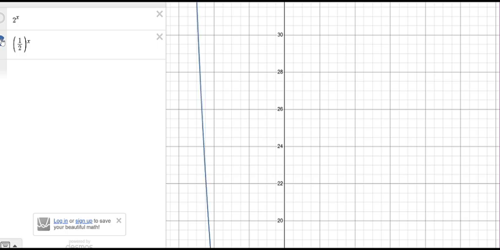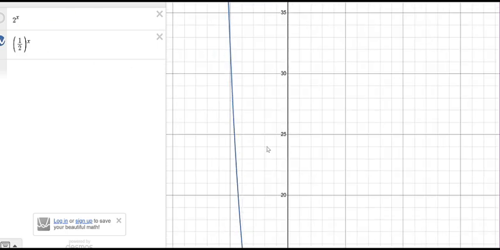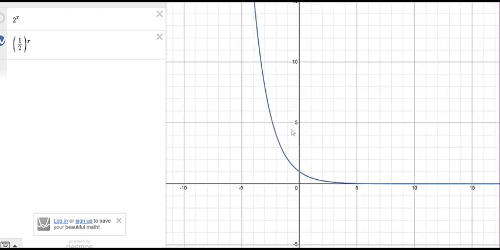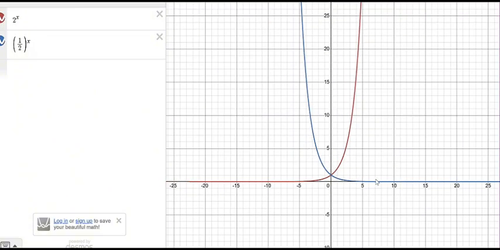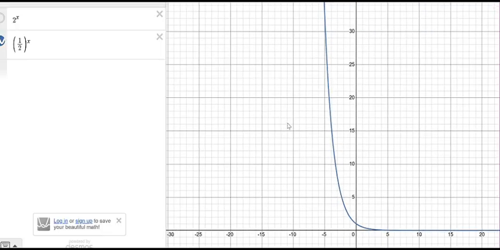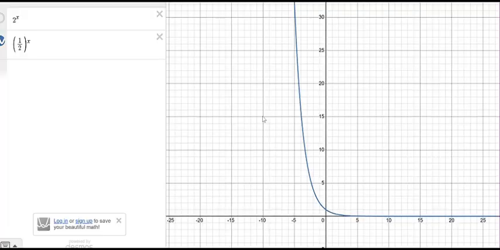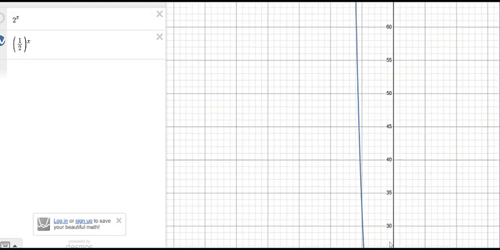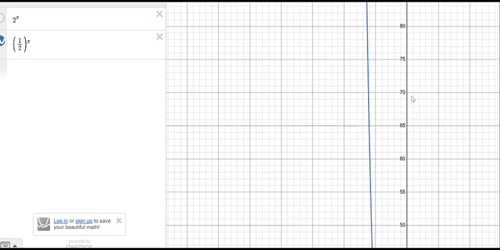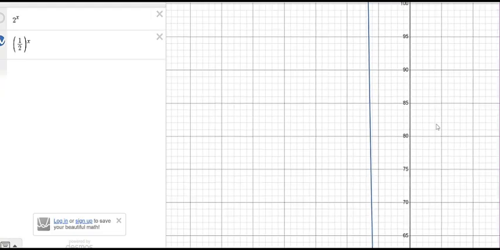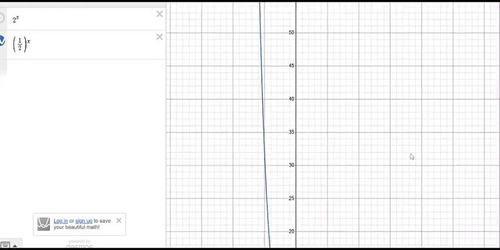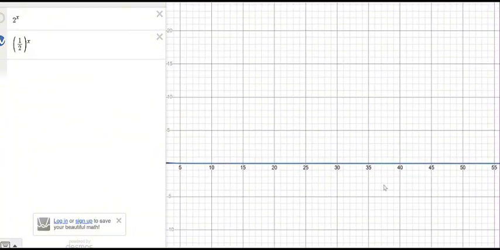Now, how about this one? 1/2 to the power of x, that's the flipped-over version of the graph. You can see that they're reflections of each other. In this case, the blue curve is 1/2 to the power of x. So it does the opposite. As x is minuscule, it starts out humongous, and then descends and goes all the way to something that's close to 0.